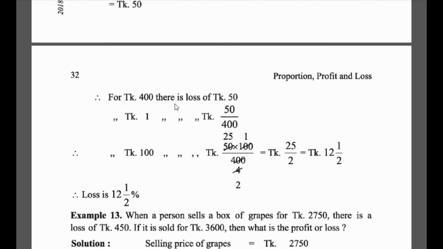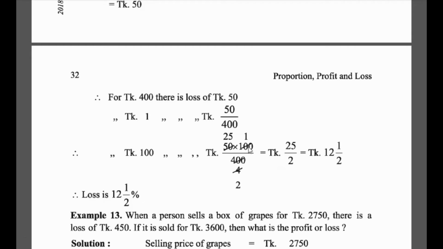So for taka 400 there is a loss of taka 50. If we do the maths in the unitary method, replacing 400 by 1, the loss is definitely less than before. So 50 divided by 400. Then if we replace 1 by 100, then for taka 100 the loss must be greater than this fraction. So 50 divided by 400 will definitely be multiplied by 100.